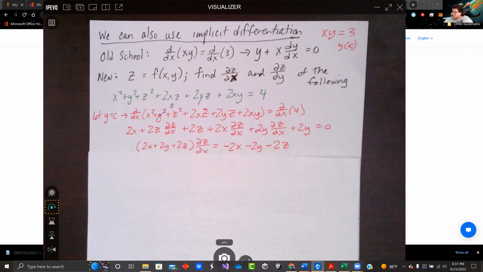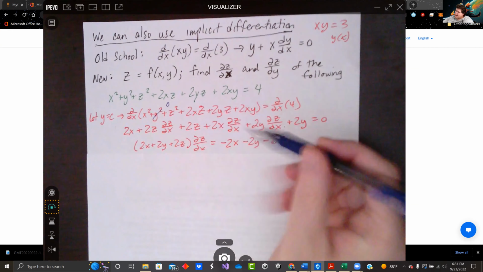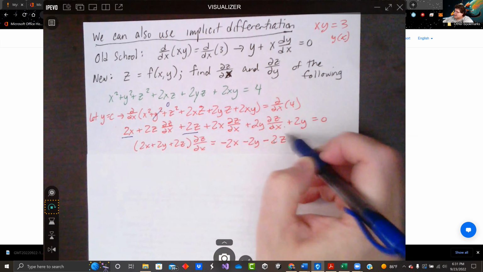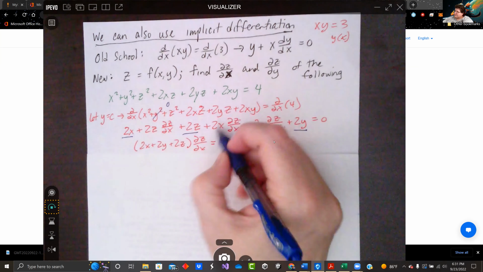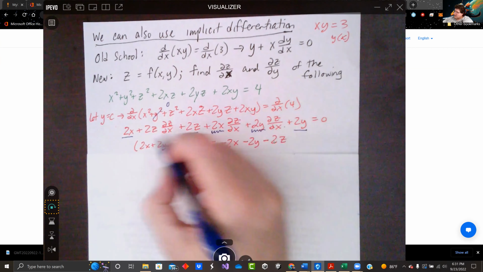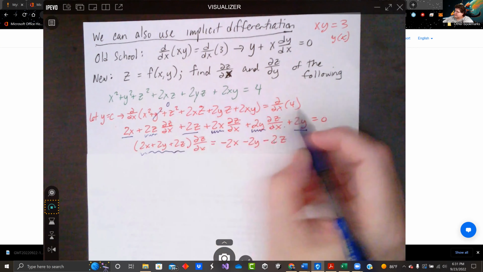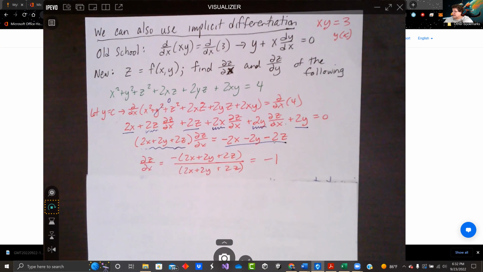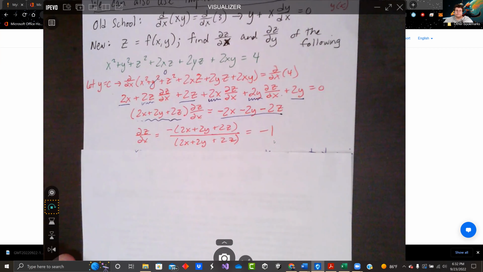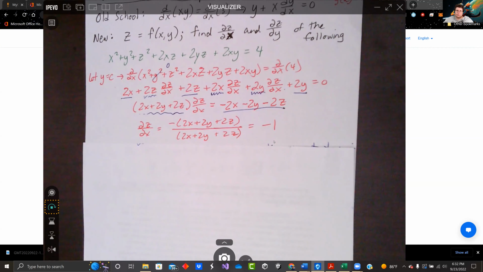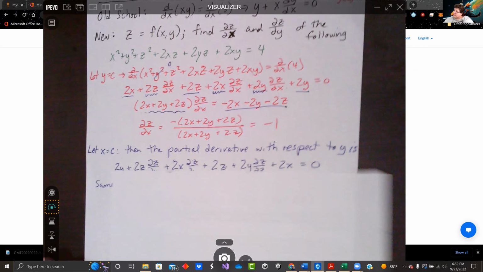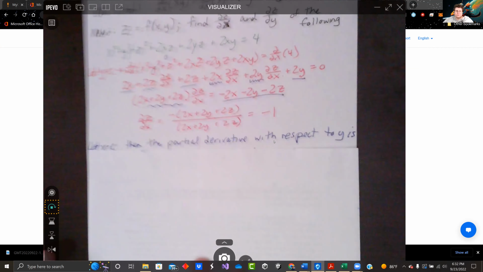We're going to gather all the terms that are dz dx in parentheses. I subtracted everything else over. So 2x, 2z, and 2y move to the other side. I've got 2x plus 2y plus 2z in parentheses on dz dx. I divide that through, and you'll notice I end up with -1. So it's constant. That's kind of cool. The derivative of z with respect to x anywhere on that function is -1. We'll do the same thing for the partial derivative with respect to y.